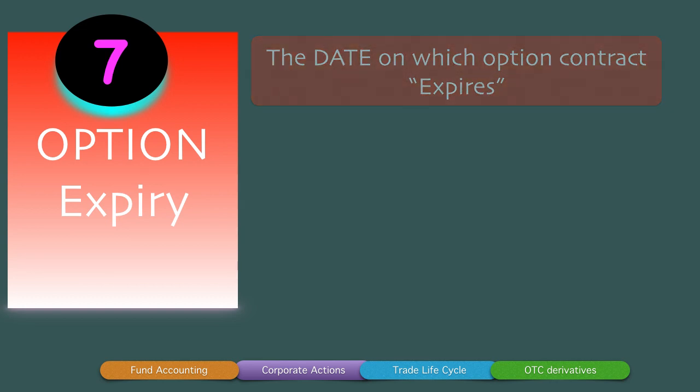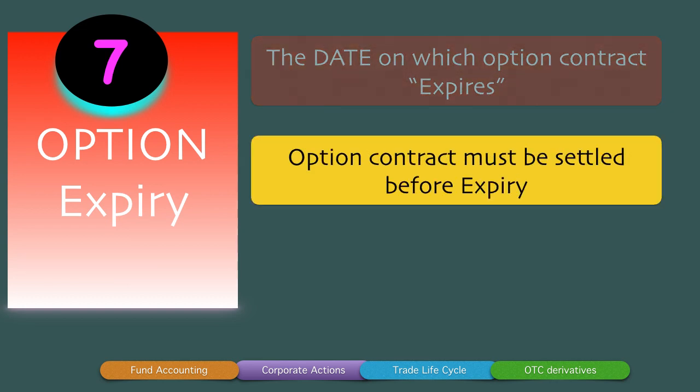On exchanges where the option is traded, the expiration date or the expiry date is mentioned on the contract and it's very standardized. In OTC derivatives, it is customized between both the counterparties to the trade. The option contract must be settled before or on expiry. It cannot be extended beyond the expiry.